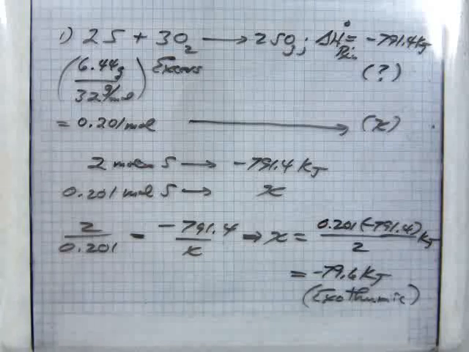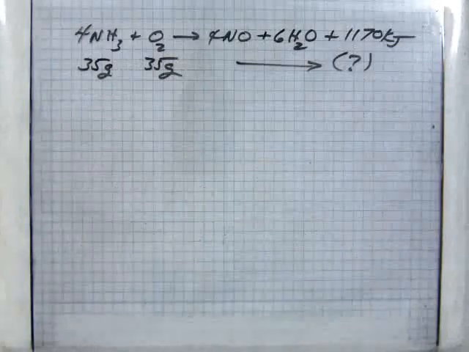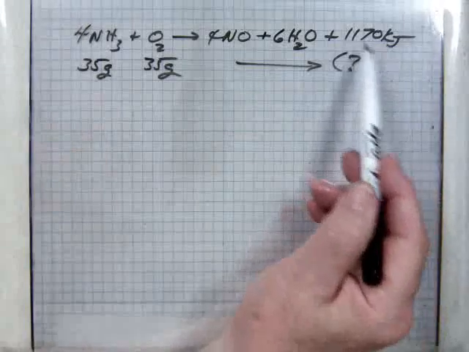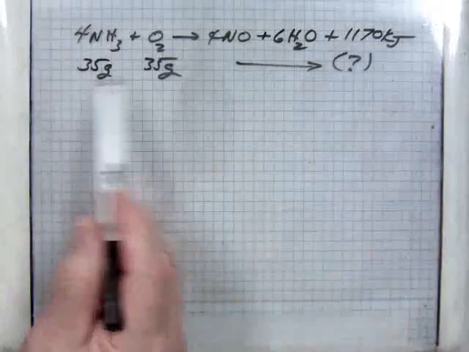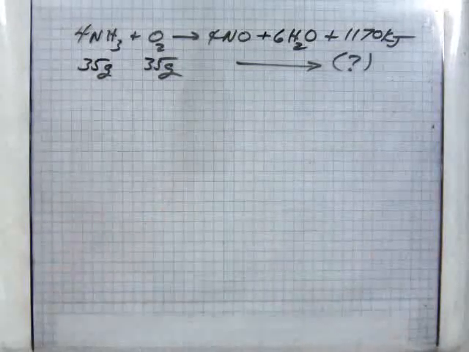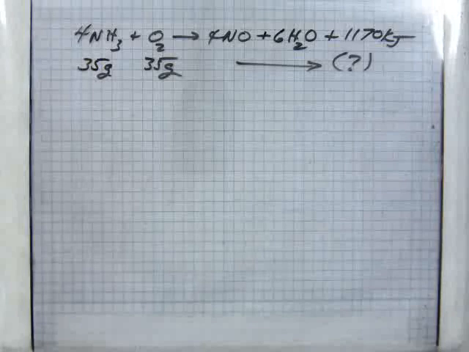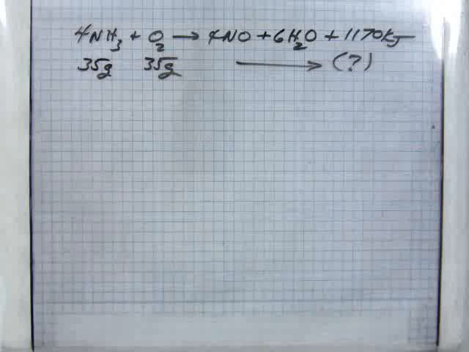Okay, here's an equation, and I put the energy number on the end, and let's say you are throwing 35 grams of each of the reagents. Can you make it big again? Make it bigger, yeah, okay. 35 grams of each reagent into the reaction chamber, okay?